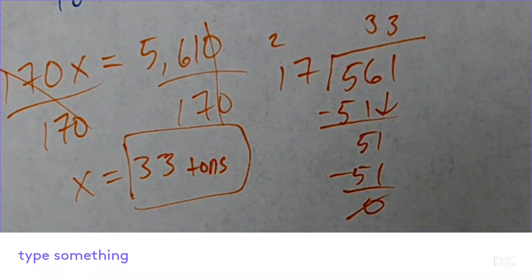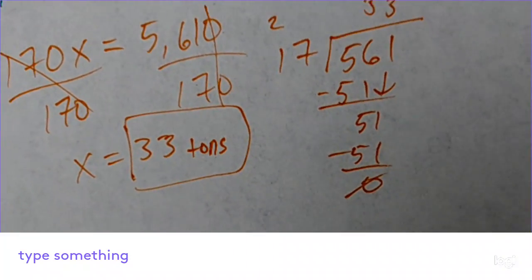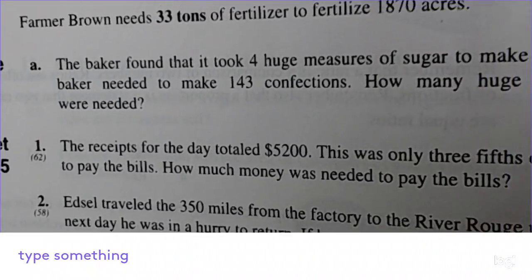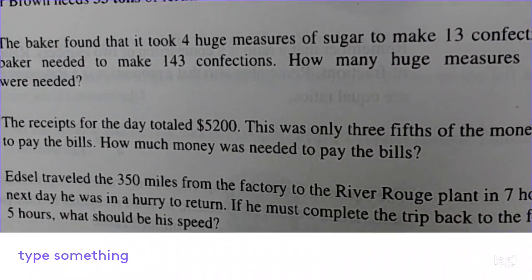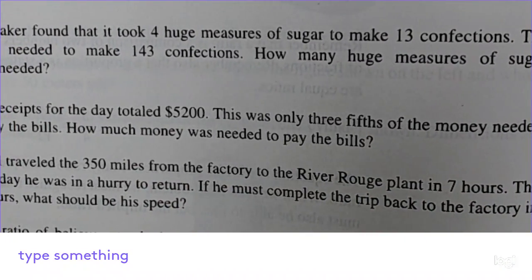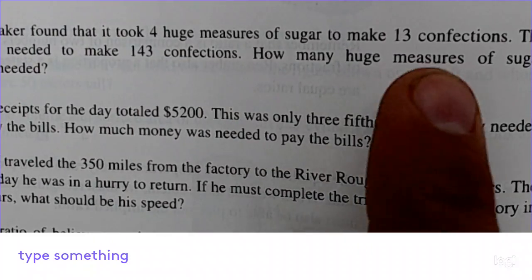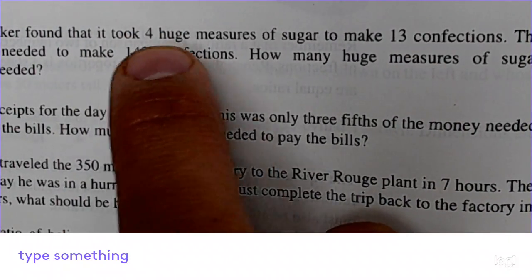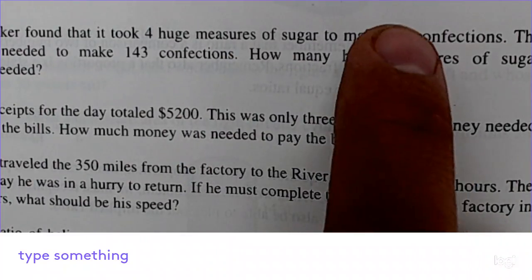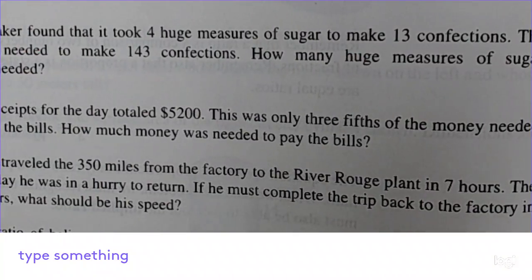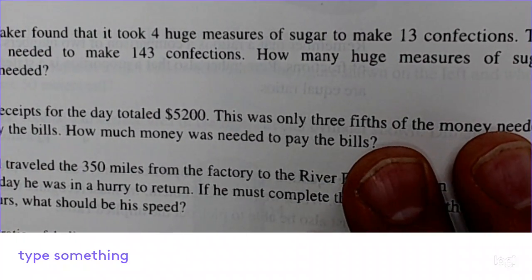Okay. Again, the hard part on this lesson is being able to find out what the implied ratio is. Like here in this other practice problem, it says the baker found that it took 8 huge measures of sugar to make 13 confections. Again, it's a material used to create a product. So the ratio here would be 4 of sugar to make 13 confections, or 4 over 13. Right? So that would be the ratio. And that's the only change to these problems.